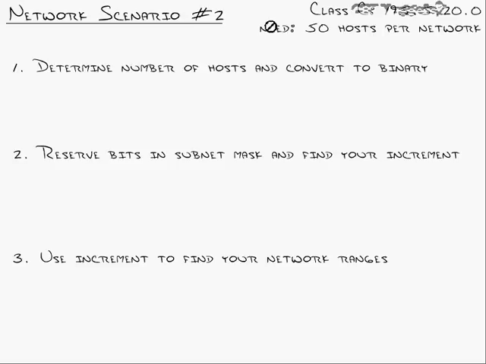We have another scenario, same style. We've got network scenario number 2, class C example. We have the network 195.5.20, and the organization is looking for 50 hosts per network. So let's start it off again. Determine the number of hosts and convert to binary.